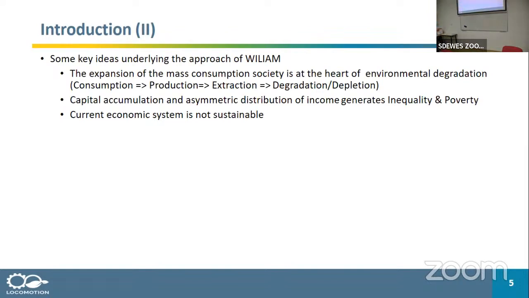Some key ideas that are underlying the approach of William in general, not only the economic model. First of all, one key idea: the expansion of the mass consumption society is at the heart of environmental degradation. So all the environmental problems that we are facing now, climate change, acidification of oceans, biodiversity loss, are ultimately related to mass consumption. The idea is, well, consumption creates production, production creates extraction, and all these processes create degradation and depletion of resources. So, since consumption is at the heart of all the environmental degradation, we are going to put an accent on the consumption part of the economic system.